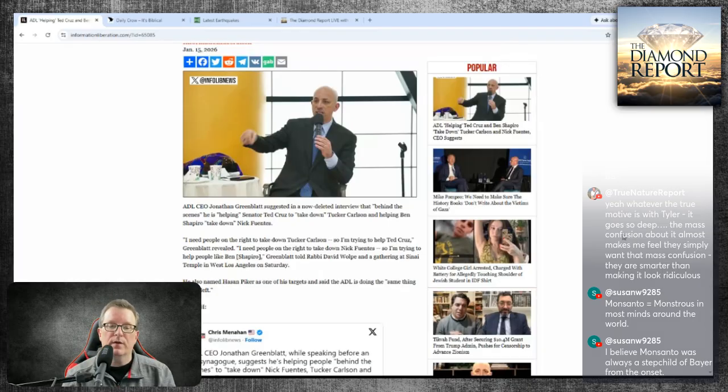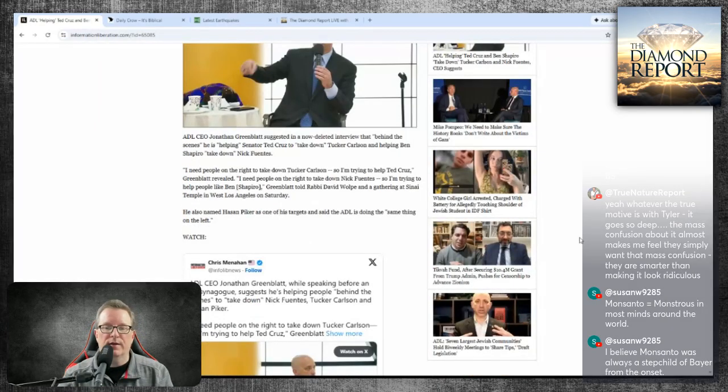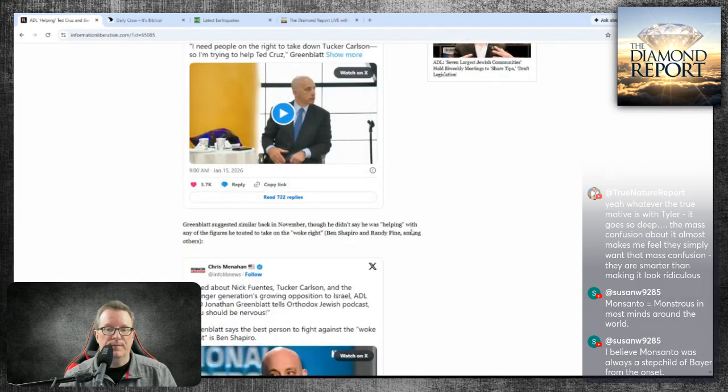people like Ben Shapiro," Greenblatt told David Wolpe, a rabbi, at a gathering at Sinai Temple in West LA on Saturday. He also named Hassan Piker as one of his targets and said that the ADL is doing the same thing on the left. So lovely.